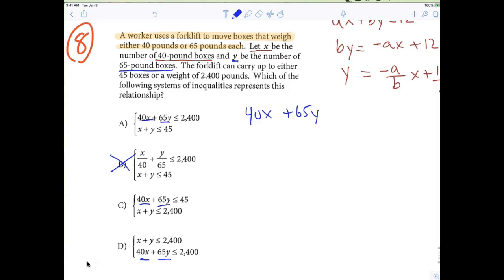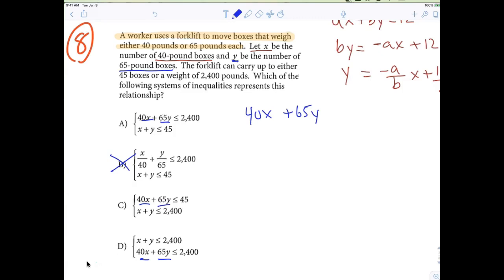Now, we want the weight to be what? The forklift can carry up to 2,400 pounds. So it has to be what? Less than or equal to. Now, I can't help you with that. Does everybody see what I'm saying? If the forklift can lift up to 2,400, that means it can do anything less than 2,400 pounds. Is everybody good with that? So now I'm, or equal to, thank you.